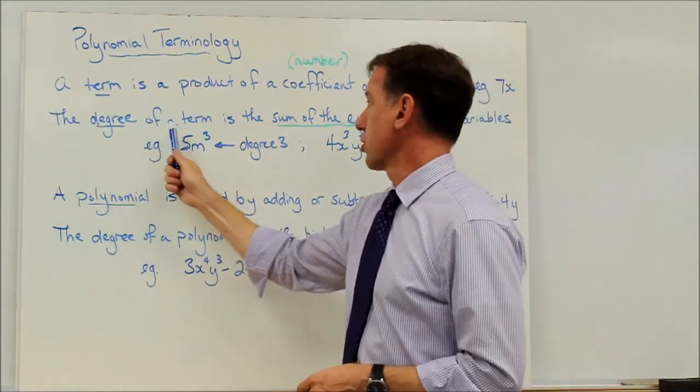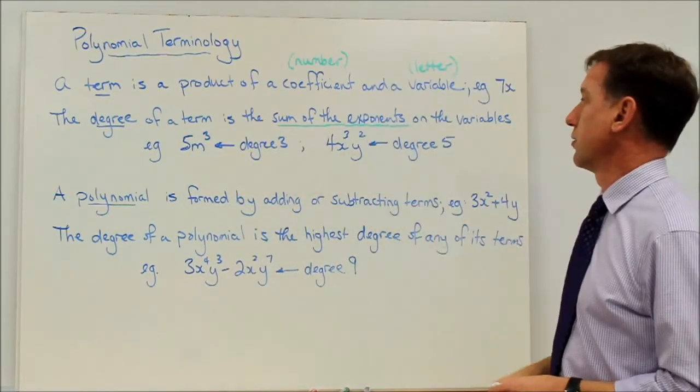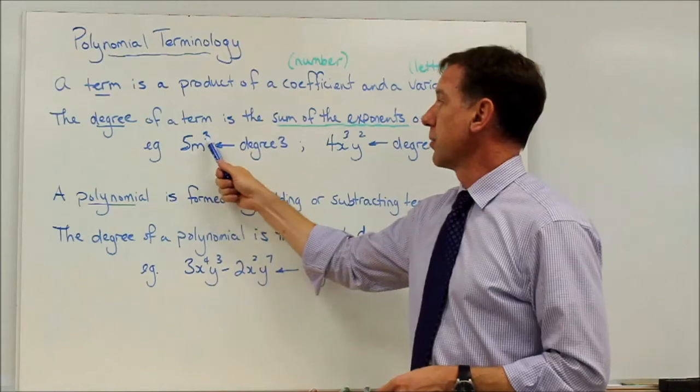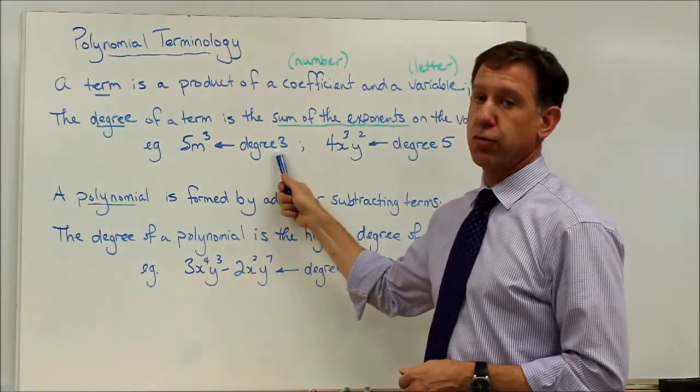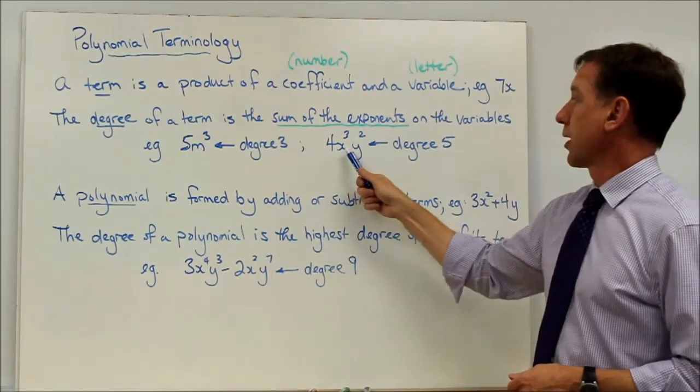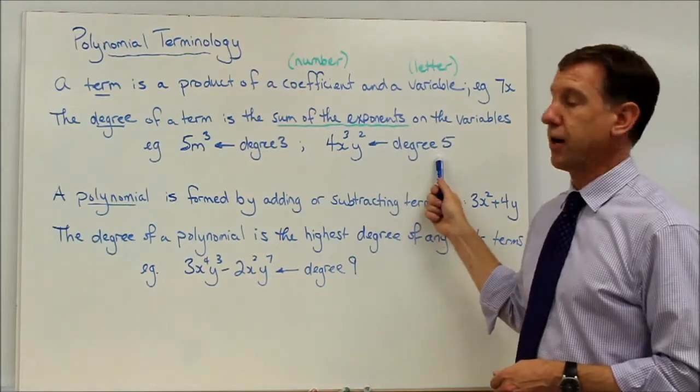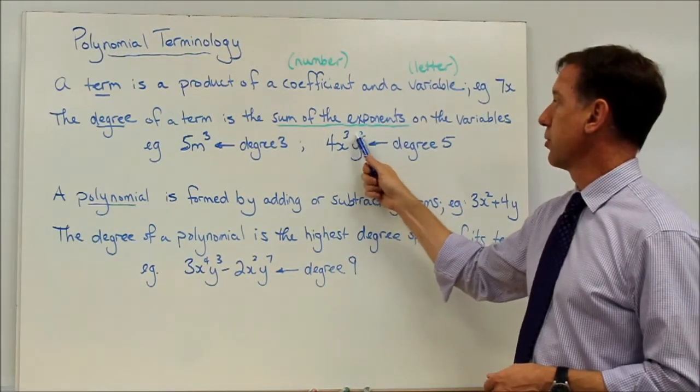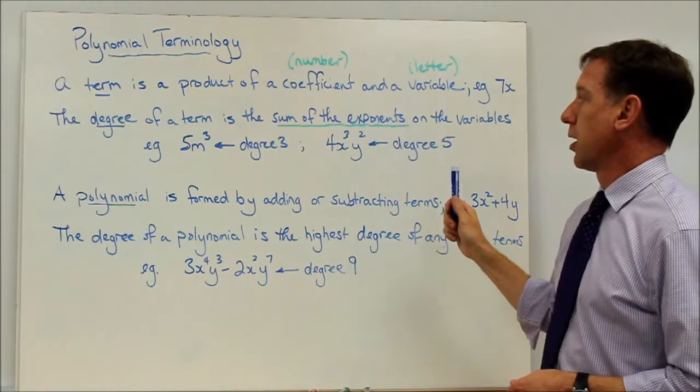Also, the degree of that term is the sum of the exponents. So if I had something like 5m cubed, that would be degree 3. With 4x cubed y squared, that's degree 5. So you just add the exponents together, 3 plus 2 here for degree 5, and that's it.